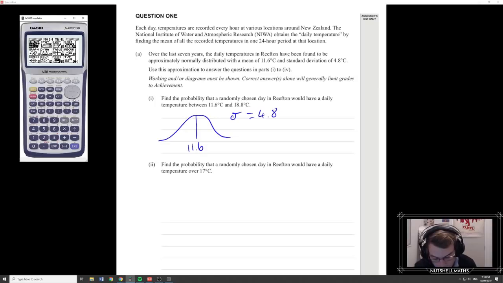Once we're here, we go to our graphics calculator, or actually we look here and find the probability that a randomly chosen day in Reefton would have a daily temperature between 11.6 and 18.8. So that's going to be between there and 18.8. That's going to be this area here. So I've drawn my picture.